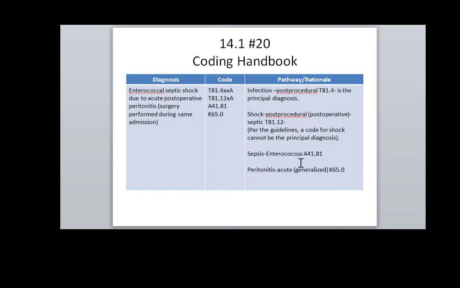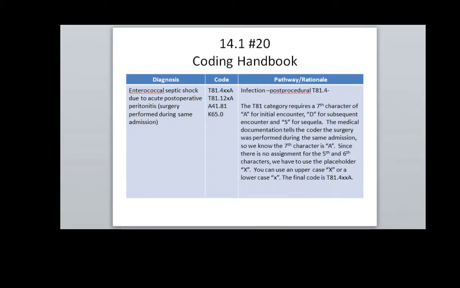Then we look at enterococcal sepsis, A41.81, and last of all, our acute peritonitis, K65.0. So we're going to look at those one at a time. The first one we'll look at is our infection post-procedural. Let's find that in the code book.